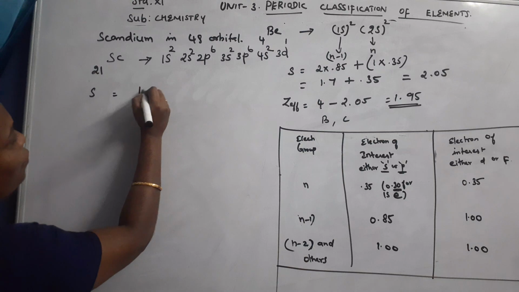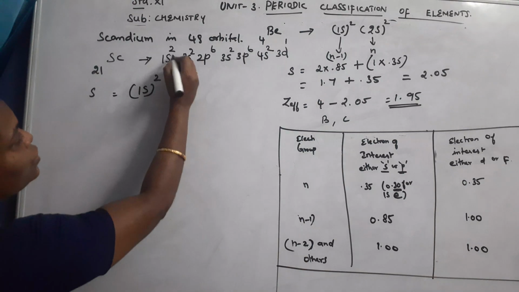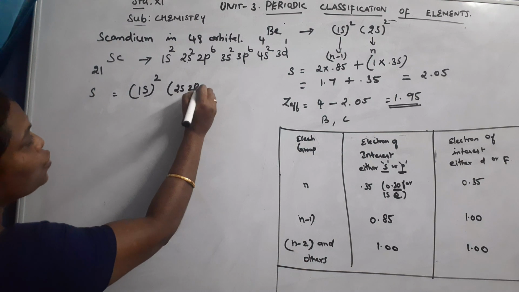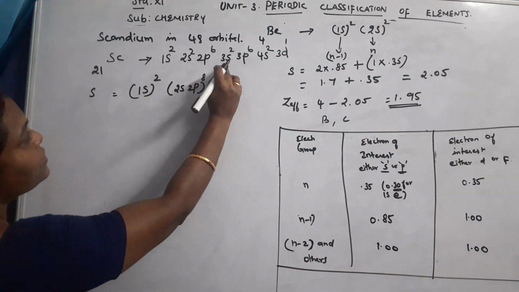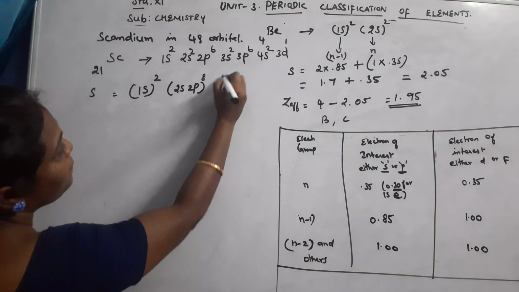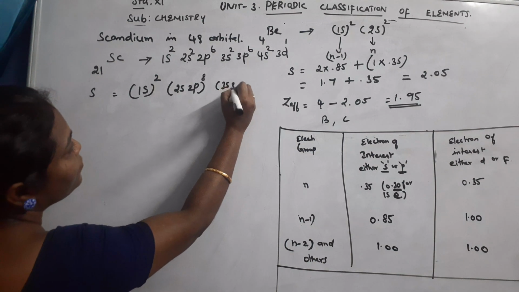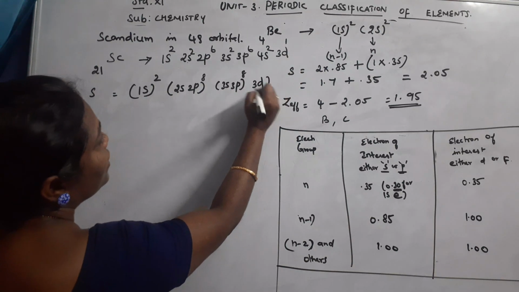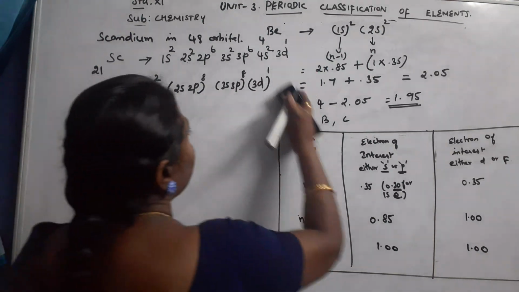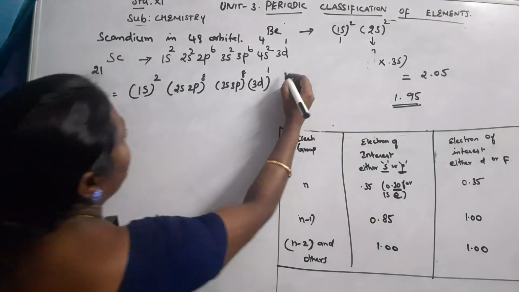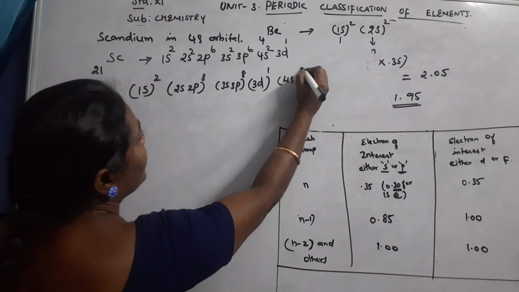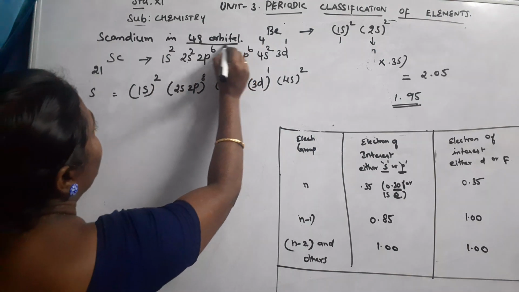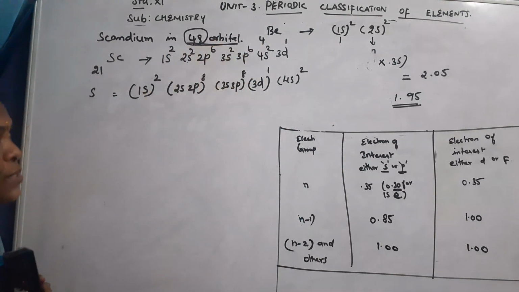Okay, 1s contains 2 electrons. Then we group the S and P orbitals together: 2s, 2p totally contain 8 electrons. Then we group 3s, 3p, which is 8. Then we put 3d, which contains 1, and then the 4s orbital contains 2 electrons. Okay, so first we are going to calculate the effective nuclear charge for an electron in the 4s orbital.